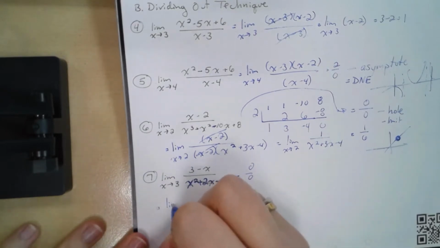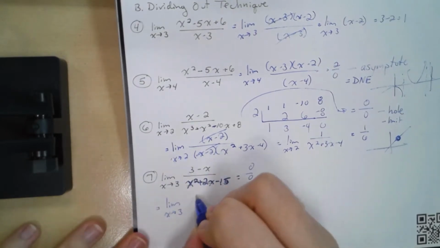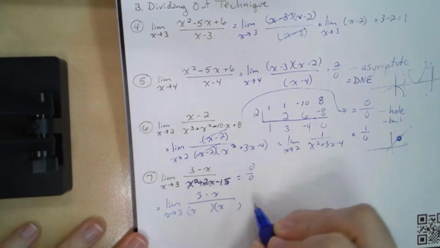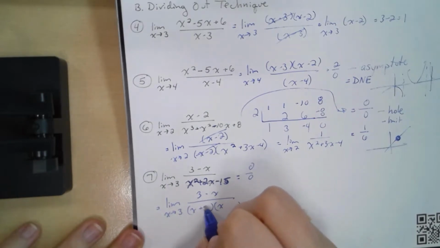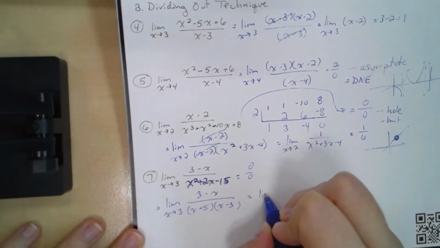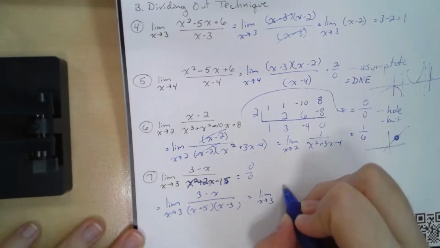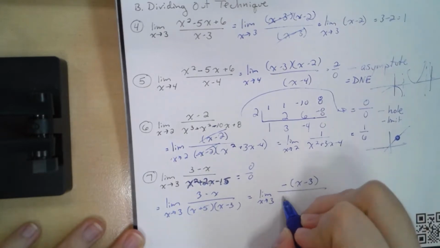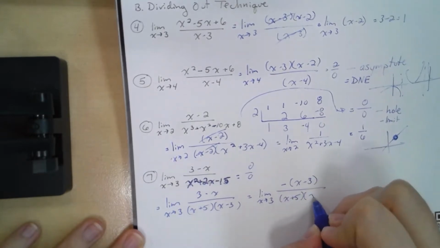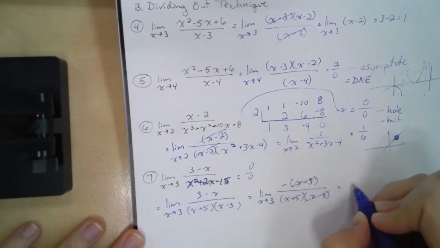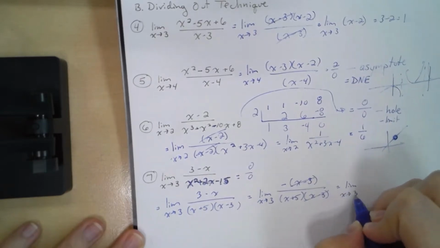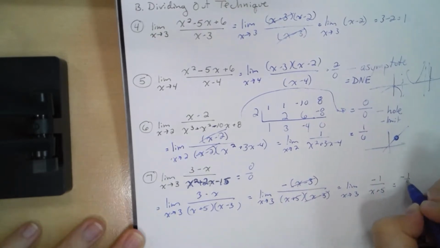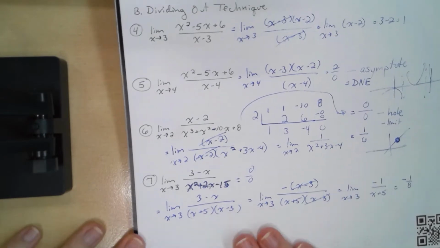I'm going to rewrite this as the limit as x approaches 3 of 3 minus x over x squared plus 2x minus 15. Looks like we're going to have a positive 5 and a negative 3. Well, that's not quite the same, but I bet we can do a little bit of work to get that changed just by taking out a negative. So we do that. Cancel these out. We have the limit as x approaches 3 of negative 1 over x plus 5, which is going to give us a negative 1/8. Now, let's talk about a few more problems.